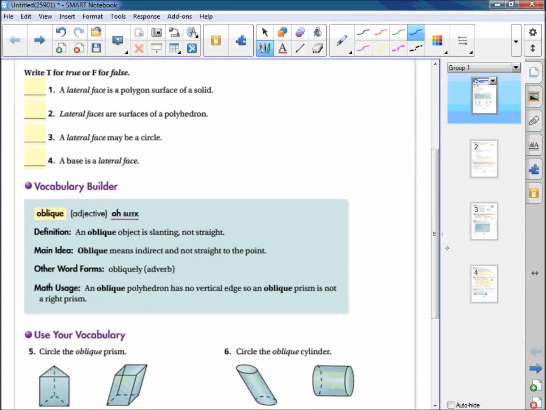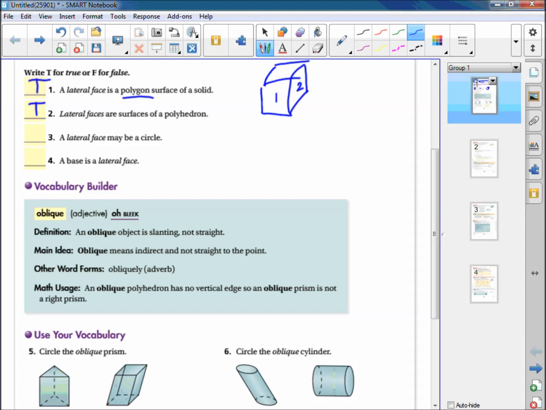A lateral face is a polygon surface of a solid. This is true. For instance, in a cube, the lateral faces are the squares around the edges, around the sides. So there are 4 of them, and each one of those is a polygon. Lateral faces are surfaces of a polyhedron. This is true. A polyhedron is a three-dimensional shape made up of polygons, usually 6 or more.